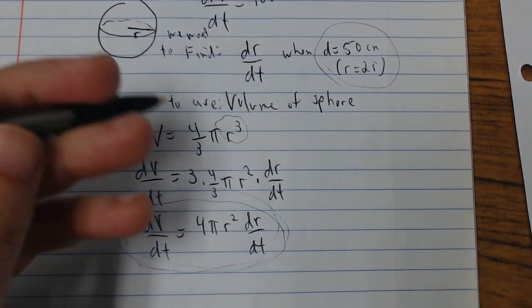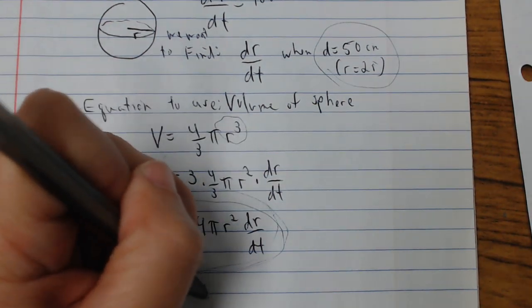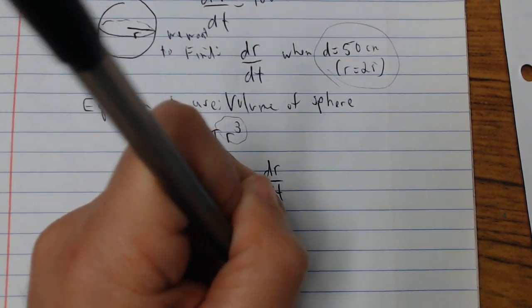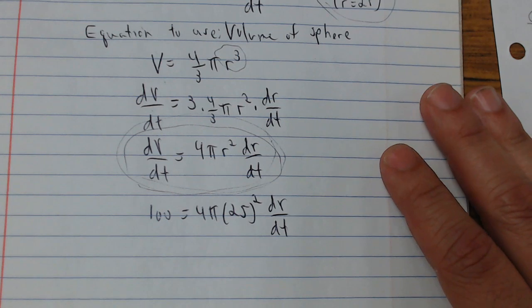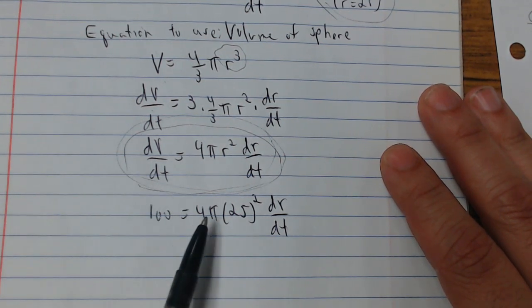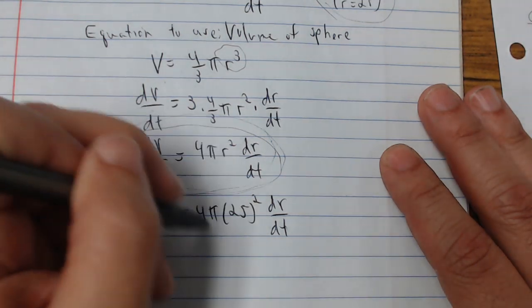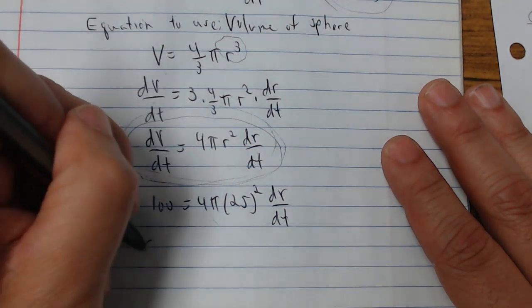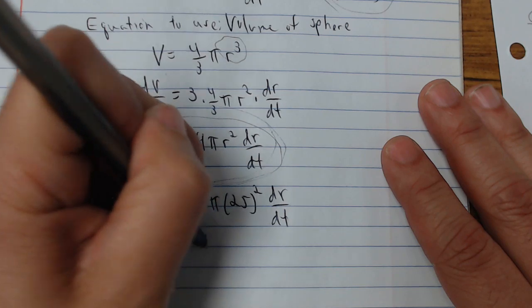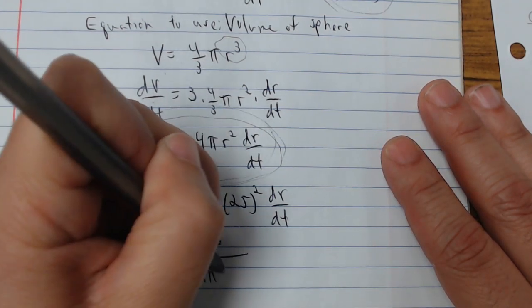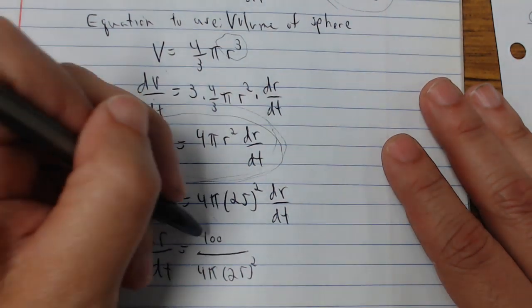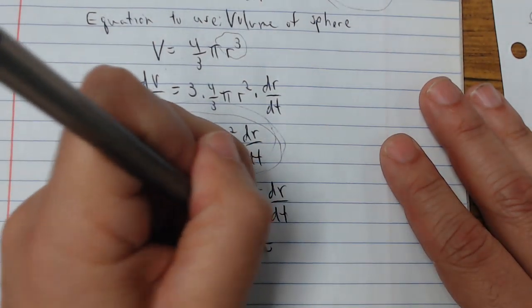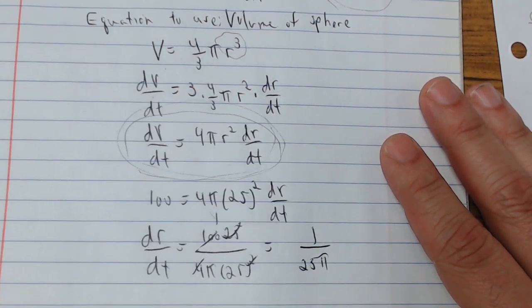If I replace dV/dt with 100, I get 4 pi, plug in 25 for r, 25 squared, dr/dt. And now I can solve for dr/dt. If I divide both sides by 4 pi times 25 squared, I get dr/dt equals 100 divided by 4 pi times 25 squared. So what do I notice? The 100 and the 4 cancel out. This is 25, and one of the 25s cancels out. So I actually get 1 over 25 pi. And what are the units?